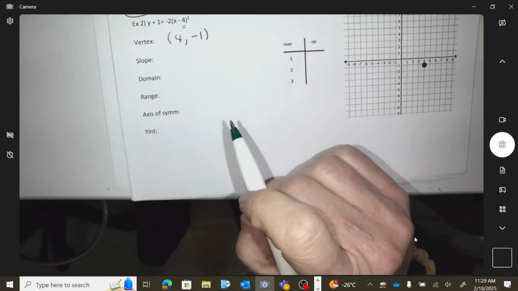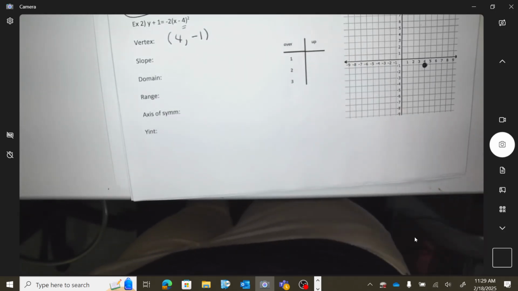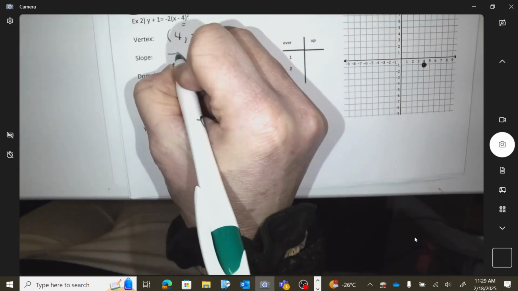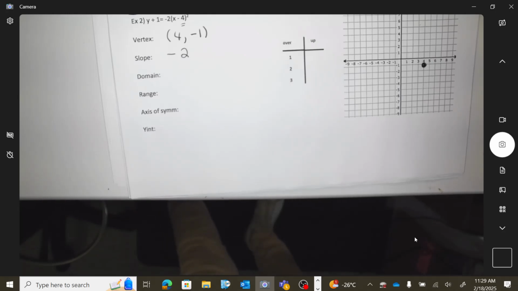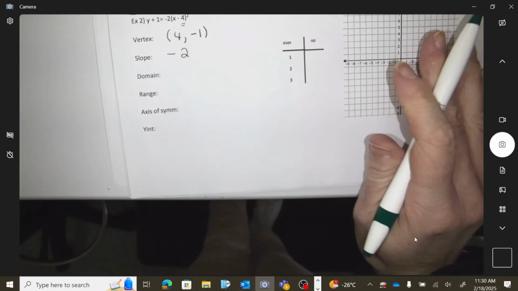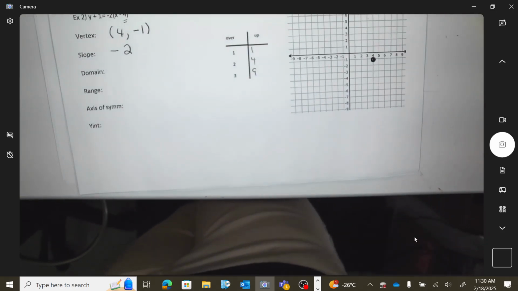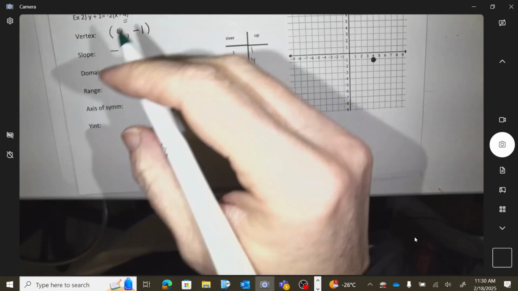And what is the slope going to be? What's the multiplier? If you FOILed this out, you would end up with how many x squareds? -2 multiplier. Okay, so now I'm going to go to my pattern. So 1, 1, 2, 4, 3, 9. That's your basic. But we're not going to be basic anymore.